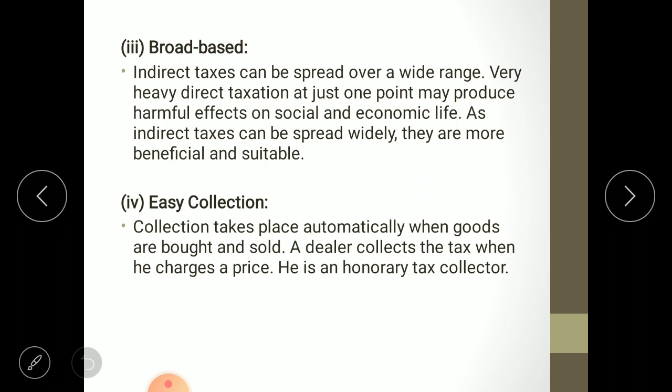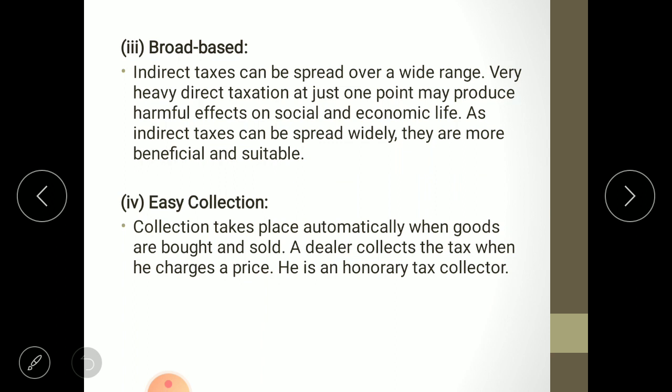Broad based simply means there is not only one point of time, one incidence when taxes are charged. There are multiple incidents and multiple areas where indirect taxes are charged. As I told you in the introductory part, indirect taxes are levied on products and services. And if we see, there are n number of products and services in the economy. So government has multiple choices for collection of indirect taxes. But in case of direct taxes, there is only one incidence, that is income and salary.